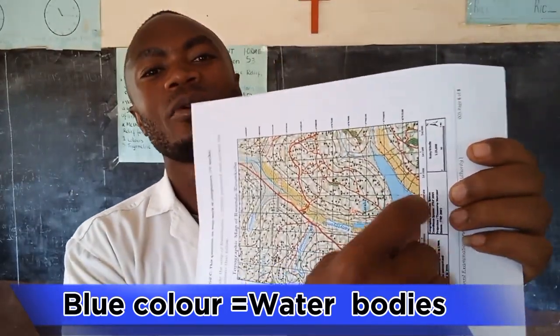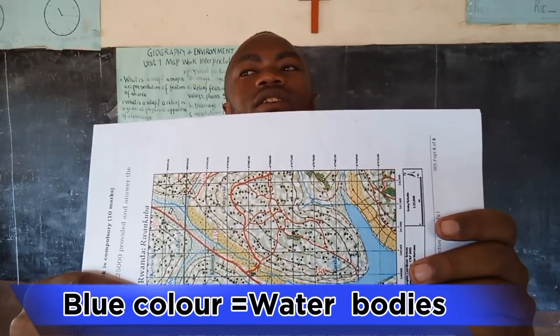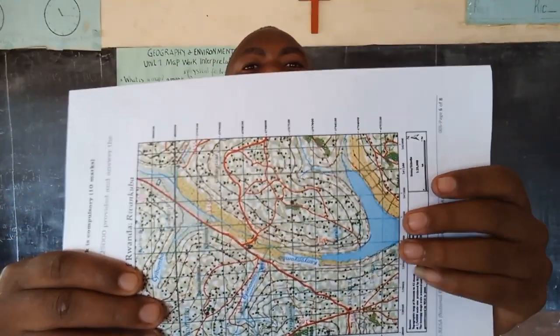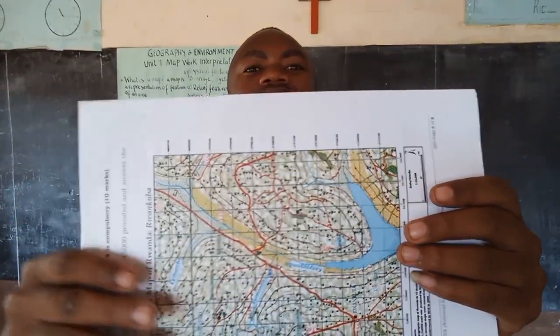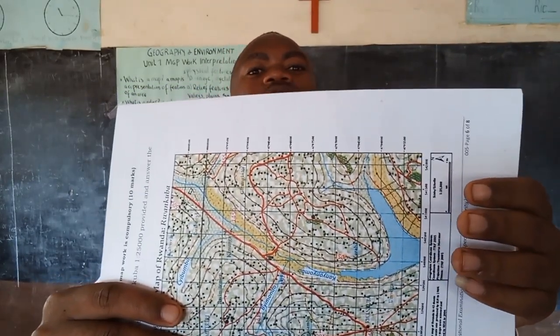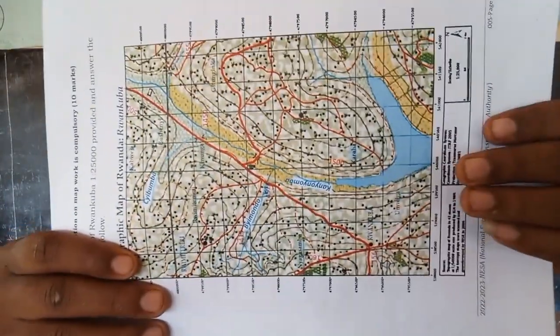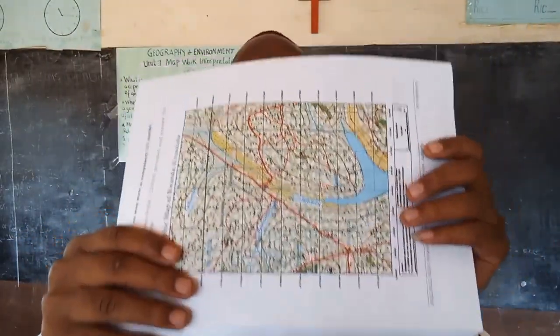It is here, the blue color, and it represents water bodies. When we mean water bodies, we mean rivers, lakes, seas, ponds, reservoirs, dams, different sorts of water bodies we have on our earth surface, and they must be represented by blue color. Hope you understand.